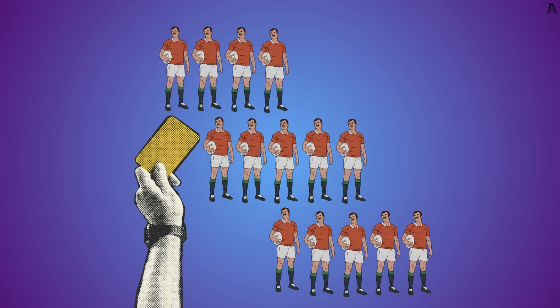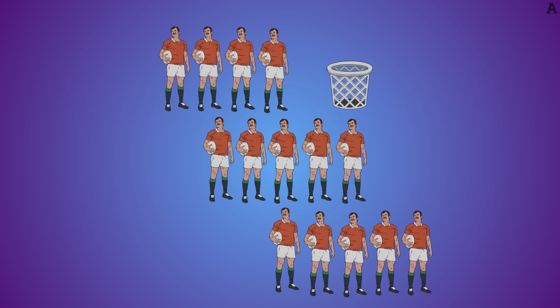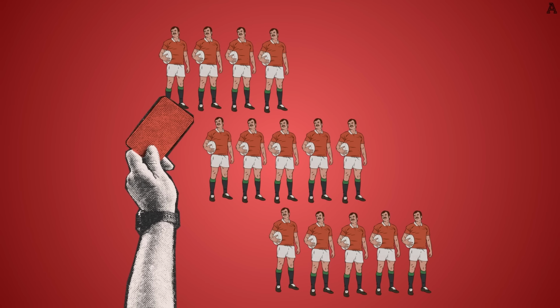Rugby teams can be reduced to 14 men temporarily if one of their players is given a yellow card by the referee for a serious foul or indiscipline. This will result in said player being sent to the sin bin, where they're made to sit out of the match for 10 minutes before returning to the game. A player can be thrown out of a match permanently if they receive a red card, which is essentially the same thing as being ejected from the game.